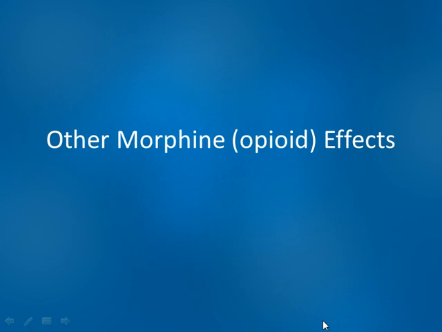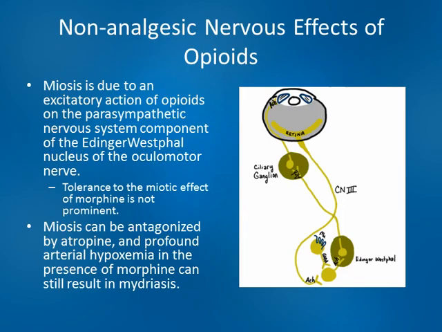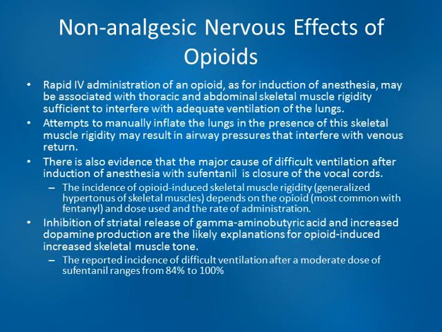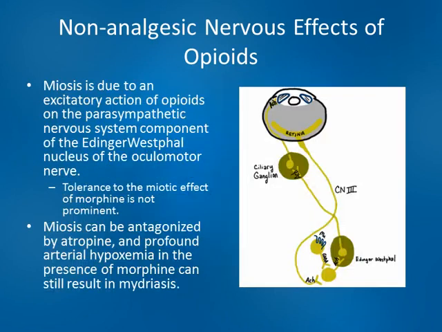All right, let's talk about some, I think we left off with the Edinger-Westphal nucleus and what happens and why you get meiosis with the administration of an opioid. I'm sure those two words are going to come back to haunt you again, Edinger-Westphal.